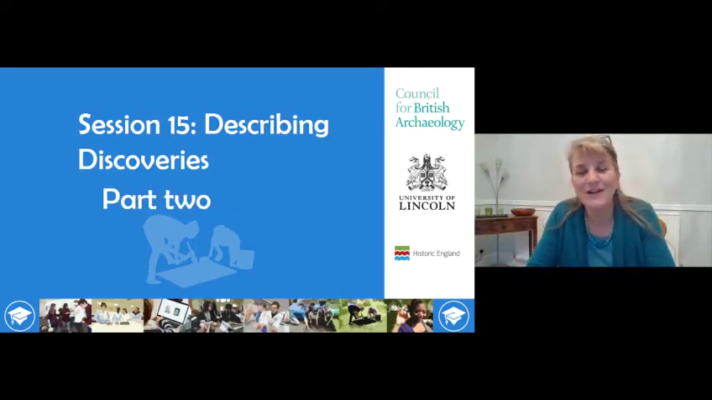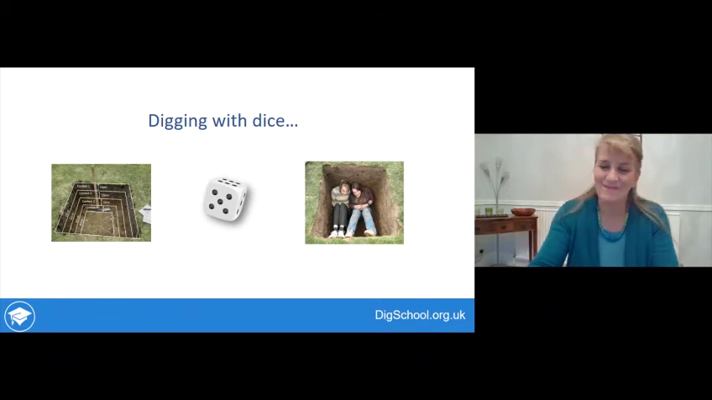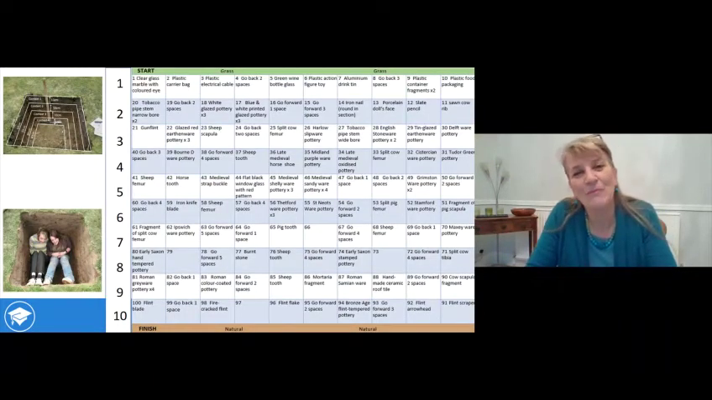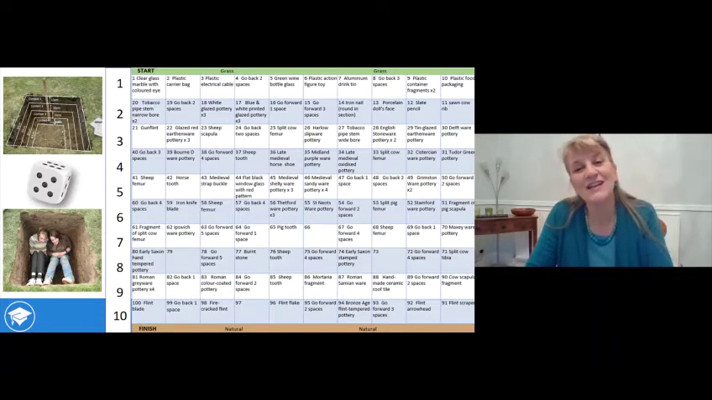Okay, so welcome back to part 2. We'll be now looking at digging with dice. So if you've got a dice, if you look on pages 2 and 3 of your workbook, you'll see there's a game board there. So lay your workbook out flat, and you'll see it's laid out 100 squares from 1 to 100, and the idea is you throw the dice and then move the number of squares.